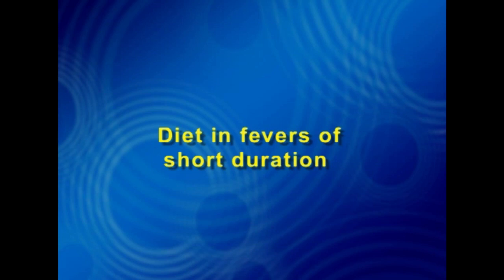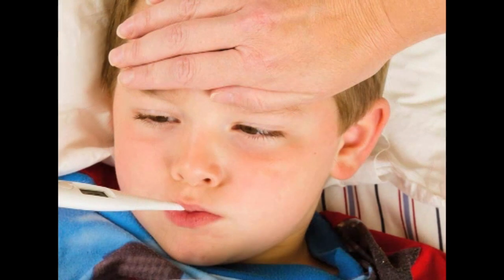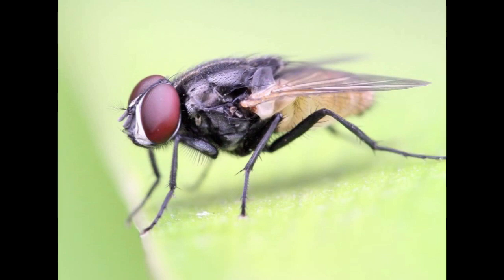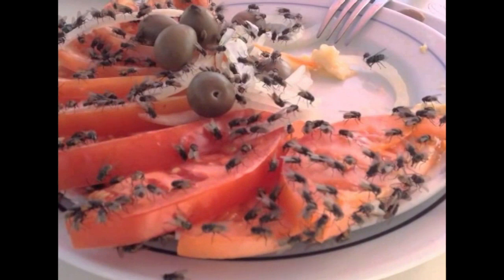Now, we will have a look at the specific fevers and how they should be treated. Diet in fevers of short duration. An example is typhoid fever. Typhoid is an infectious disease with an acute fever of short duration and occurs only in humans. Now, this is caused by Salmonella typhi. Feces and urine of the patients or carriers of the disease are the source of infection. Houseflies also help in the transfer of the bacteria from feces to food.